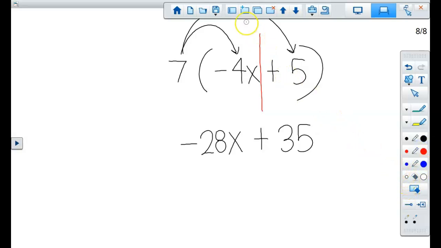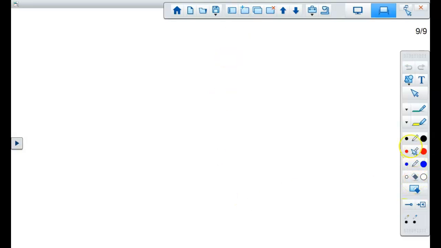I fibbed. I'm going to do one more. I'm going to take that same problem right there and change that 7 to a negative 7. So let's do negative 7 times negative 4x plus 5. Now again here, if you want to, pause the video. Try this one on your own first. And then we'll check it.